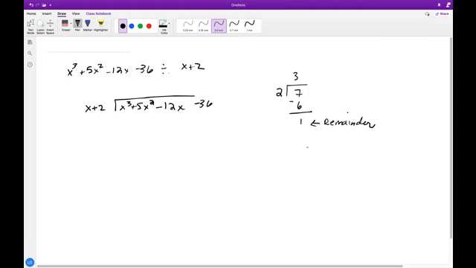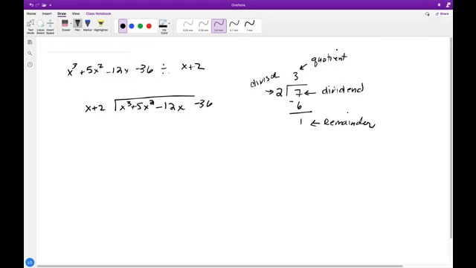So a couple of things. For one, what does this mean? And what are these things called, right? This, the answer, is called the quotient. This number is called the divisor. And this guy inside is called the dividend.